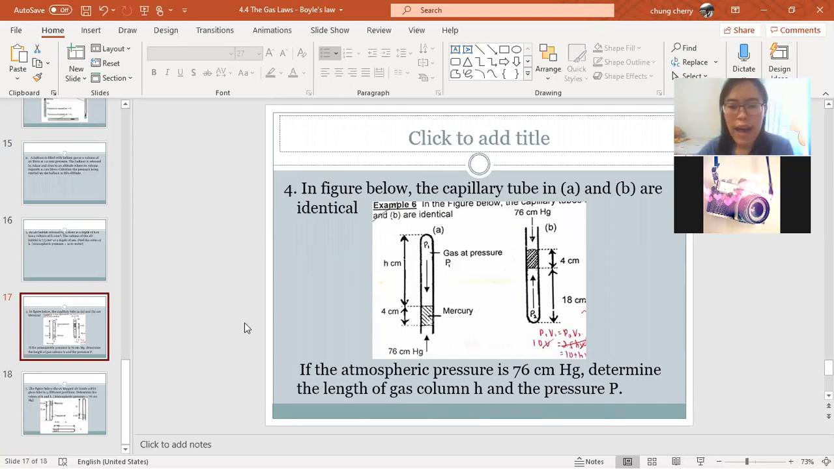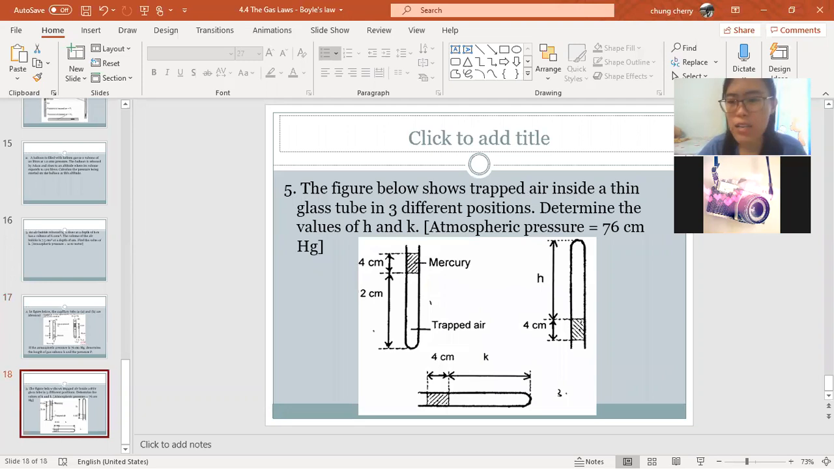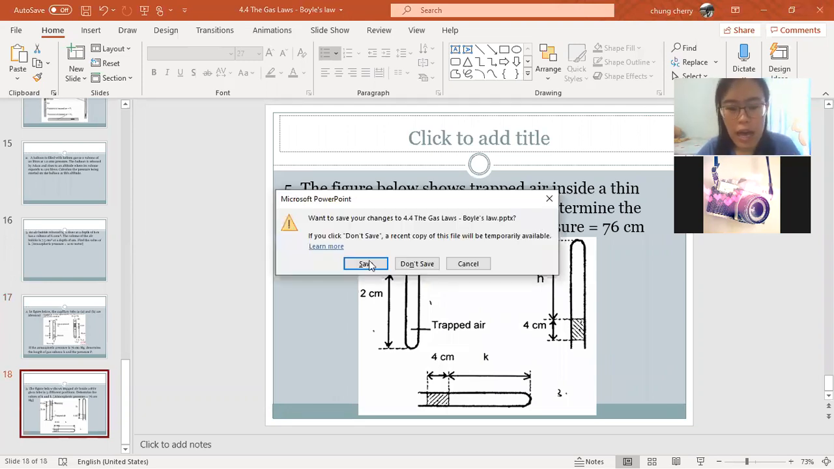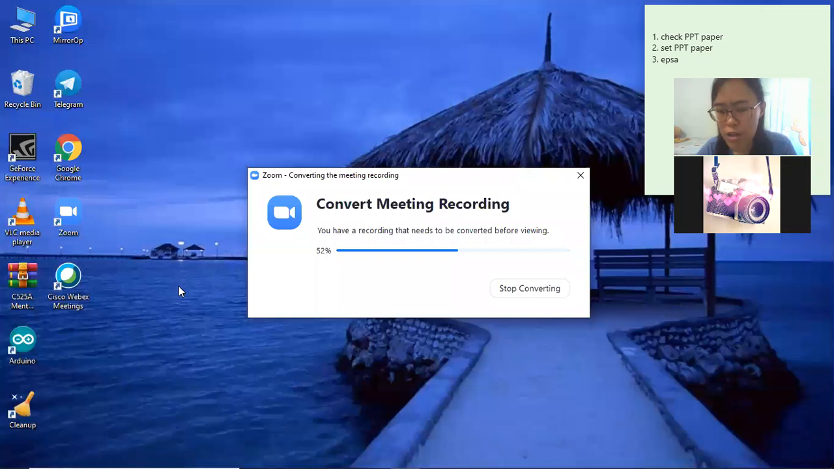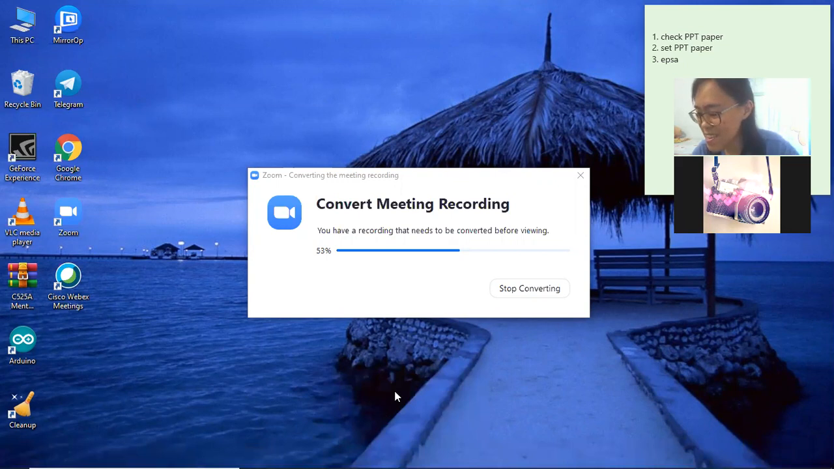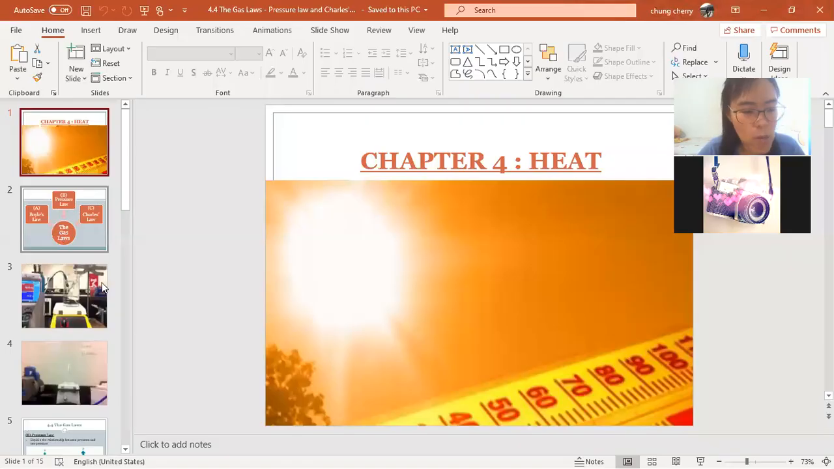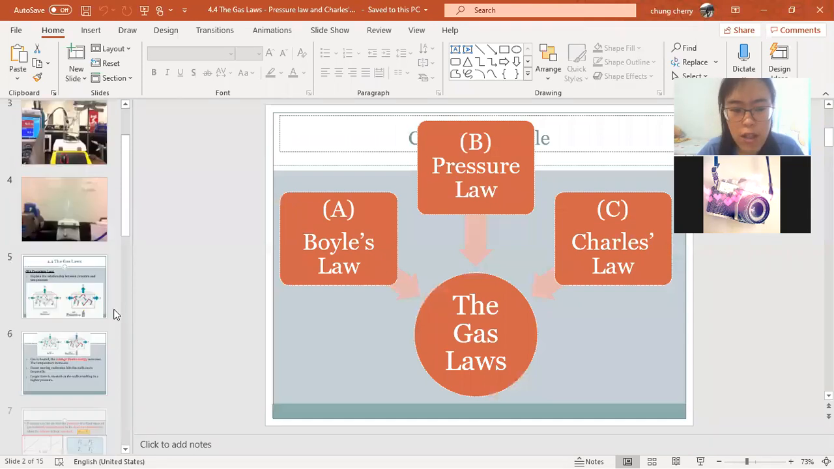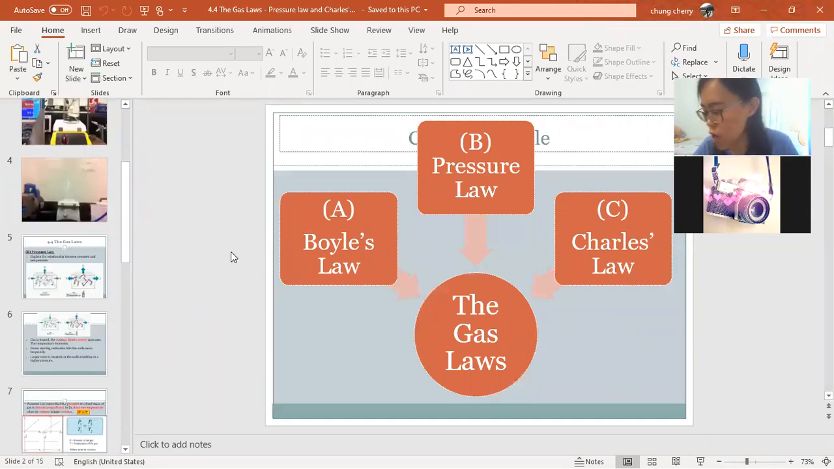Okay, so now I want you to try. Don't try this, never mind, this one is no need already. So now we have finished our first law, which is Boyle's law. Now we will move on to the pressure law and also Charles's law.